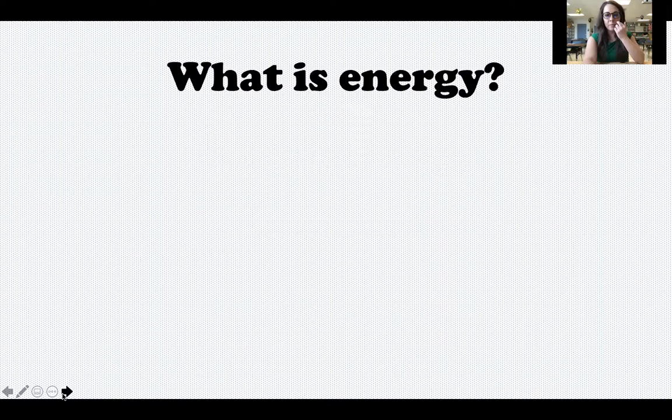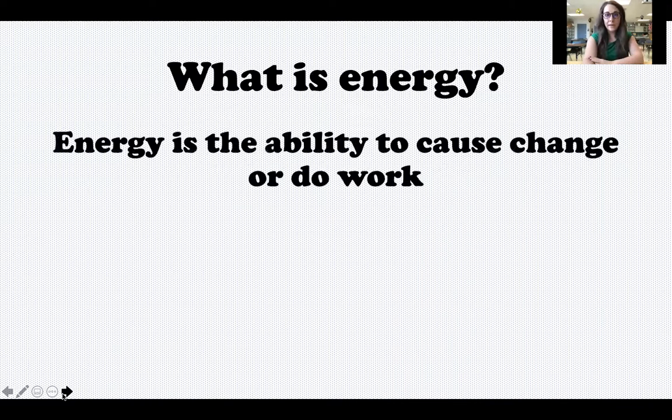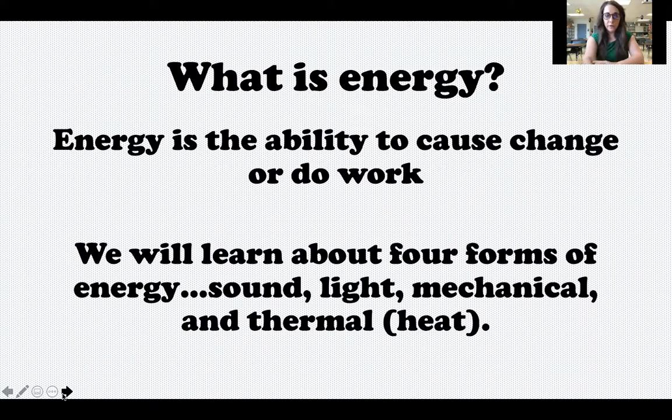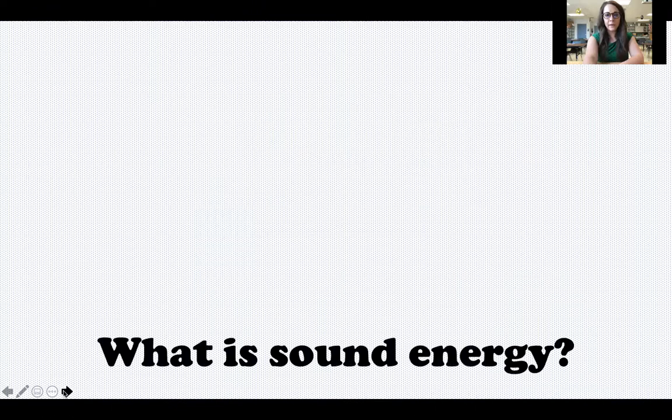So hopefully you'll remember from second grade, energy is the ability to cause change or do work. In third grade, we're going to be learning about 4 forms of energy. We're going to be learning about sound, light, mechanical, and thermal energy, which is another word for heat. Previously in kindergarten, first and second grade, you have learned about sound, light, and thermal. However, this year we're adding a 4th one called mechanical. So this week we're focusing on sound energy.